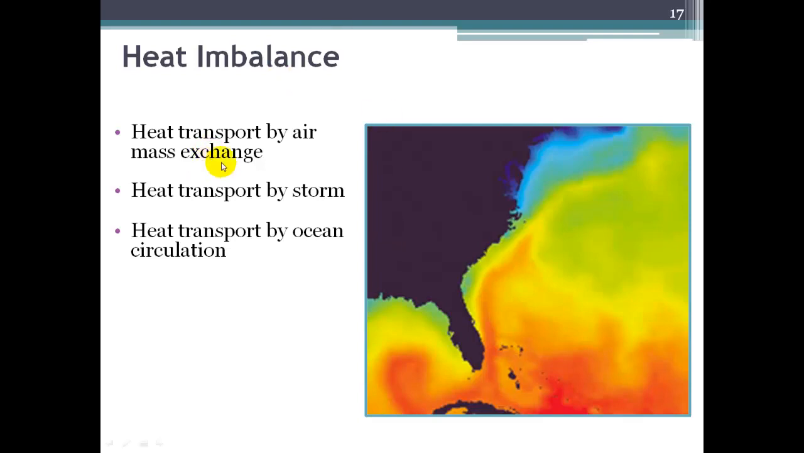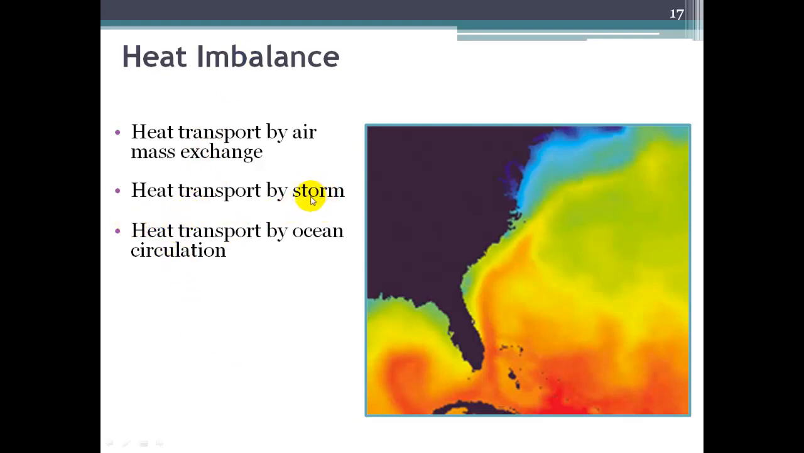Air masses, as we mentioned and we'll talk more about later in this course, are masses of air that pick up characteristics of their underlying surface. So near the tropics, we're going to have hot, moist air masses, and near the poles, we're going to have dry, cold air masses. And we have a dynamic atmosphere and frontal boundaries that represent the movement of these different air masses transporting heat.